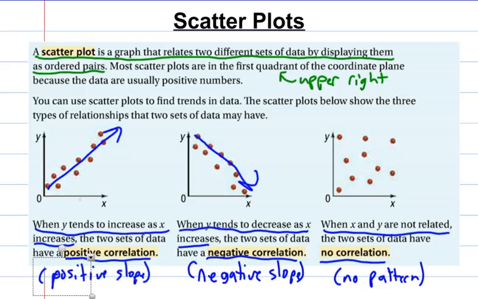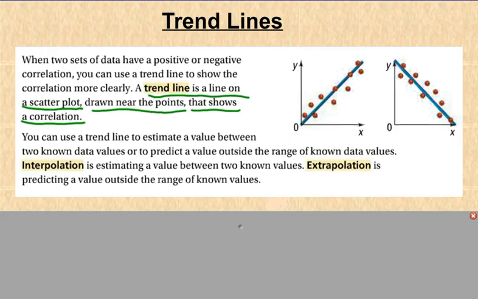If I go back to here, these blue lines are my trend lines. They show the correlation there. They're very close between the points, and they show the correlation. And we're going to actually use those for different things. There's two trend lines here, these blue ones. It says you can use a trend line to estimate a value between two known data values or to predict a value outside of the range.